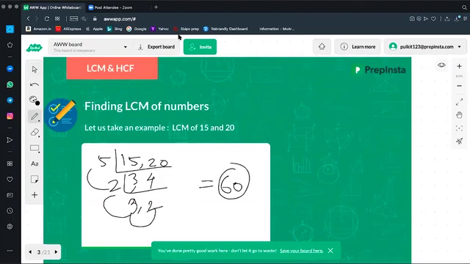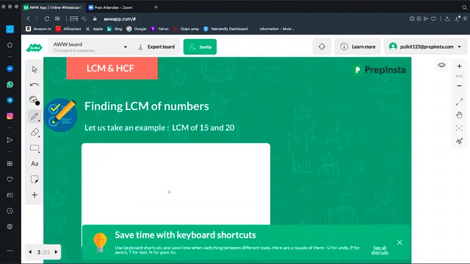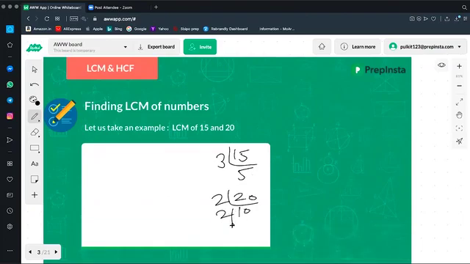What I more believe in is finding LCM using the prime factorization method. So how do we use prime factorization? Can you prime factorize 15, guys? 15 can be written as 3 into 5. Similarly, 20 can be written as 2 times 10 and then 2 times 5. So basically I can write 15 as 3 to the power 1 into 5 to the power 1. Similarly, I can write 20 as 2 square into 5.